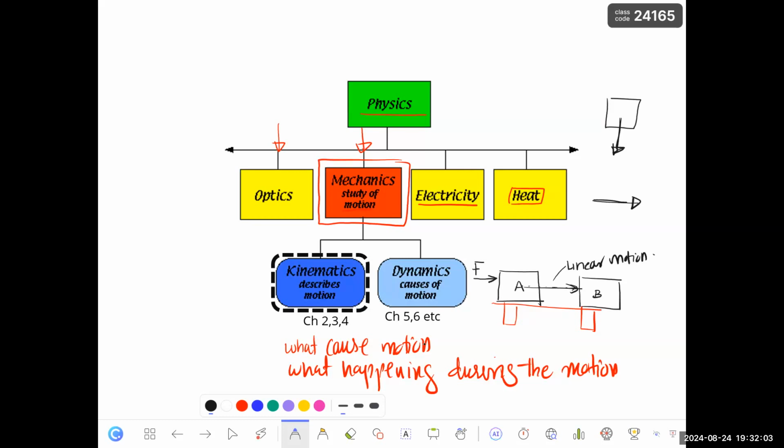The second thing, what causes motion, we'll discuss later in other chapters, not in this one. I'm using force to push the block, and I'll discuss force in the upcoming chapters. In this chapter, we're going to talk about what's happening during the motion. The block is moving from A to B. And this study is also called kinematics.